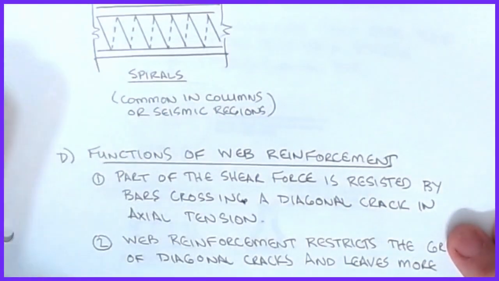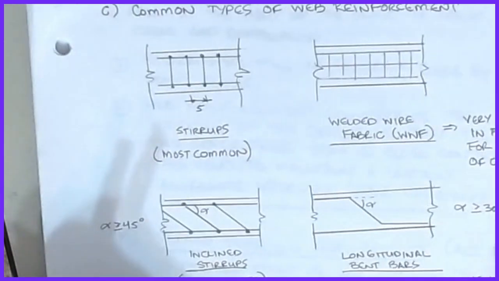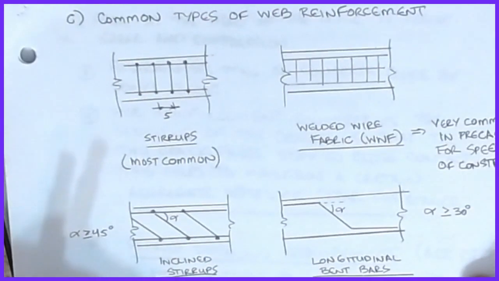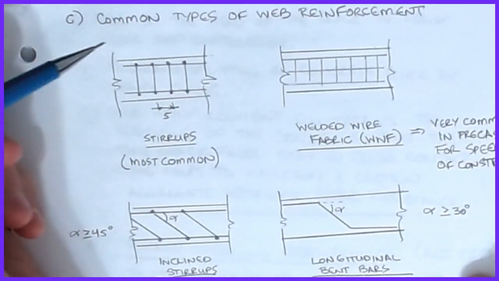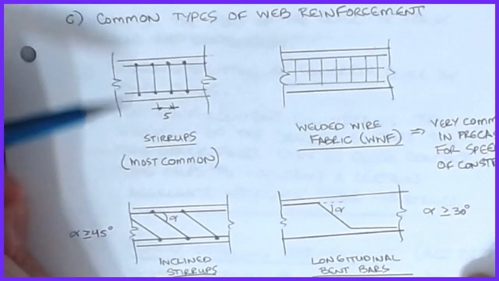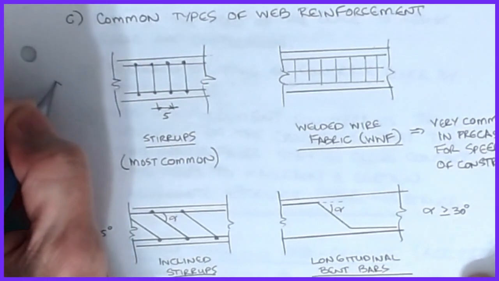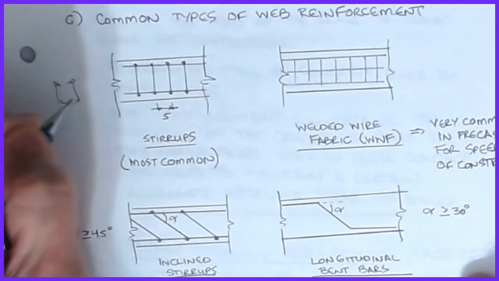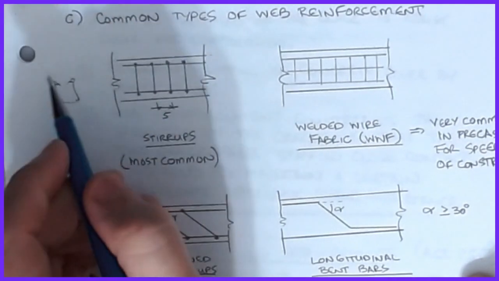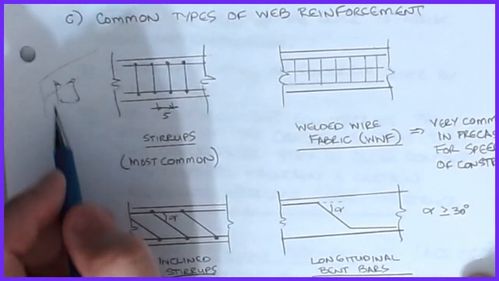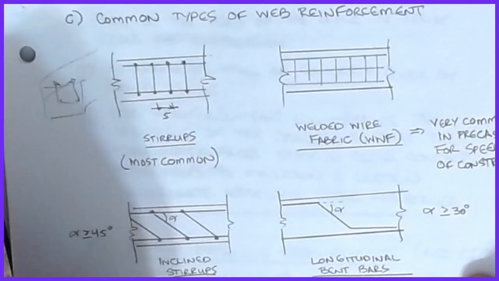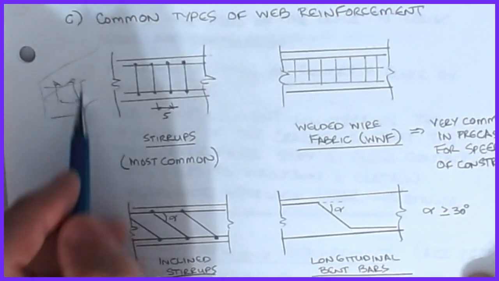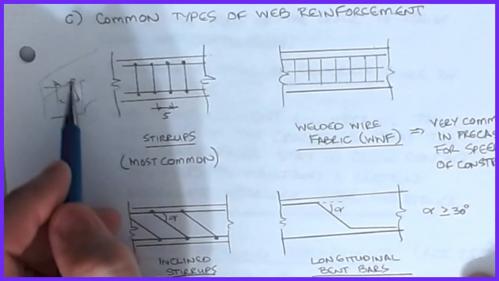Okay, now the third point that we need to look at, what we're calling point C, is we're going to talk about common types of web reinforcement that occur. Okay, the most common by far is the stirrups. These are those U-shaped stirrups that we were talking about, whether it's two-legged or multi-legged, within a particular cross-section in that plane. That's where we're putting the stirrup steel.